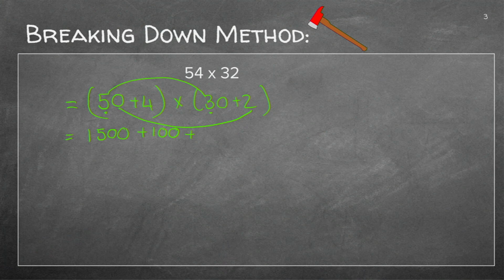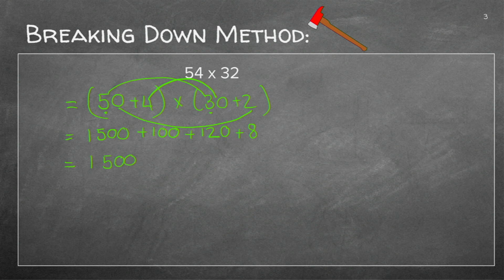Now I have to multiply the first number's ones with the ones and the tens of the second number. So when I've got 4 times 30, I can say 4 times 3 equals 12. And there's 1 zero that I need to put back. And then 4 times 2 equals 8. Now you can put the same values together.